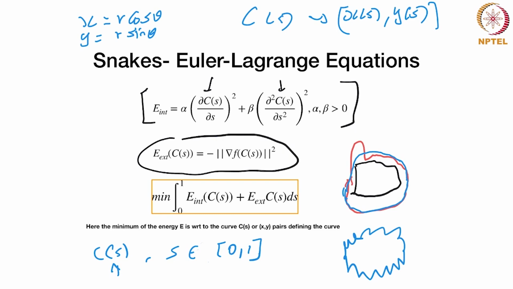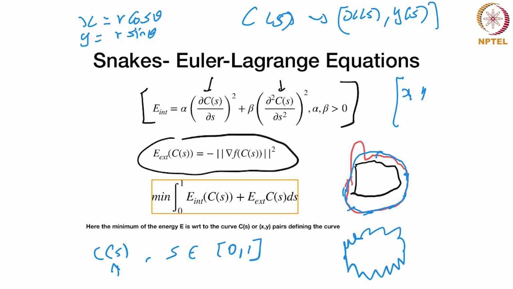So S is just one parameterization like that. There are lots of parameterizations available. Don't have to worry about that now. We'll cross that bridge when we get there. So C of S is nothing but a vector of these points X and Y. It's a collection of X and Y which make up the curve. So when we say C, we are only looking at this bunch of points X comma Y.